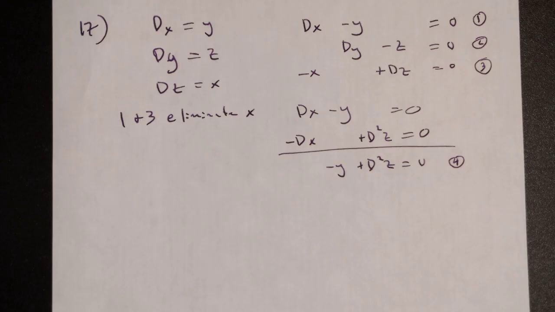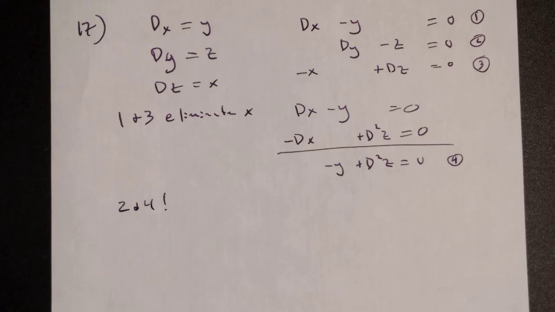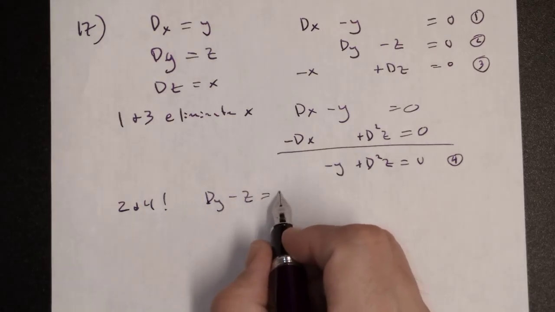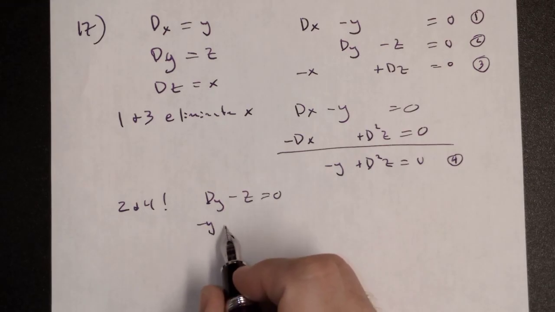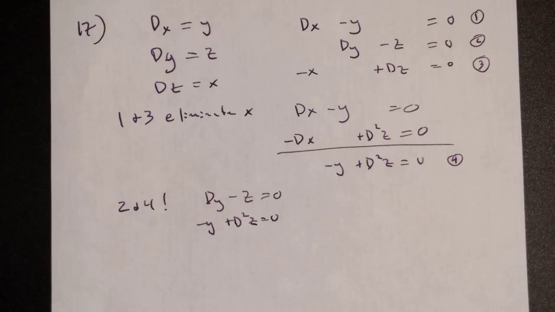Now take 2 and 4, because they're in y and z. I have Dy minus z equals 0. I have minus y plus D squared z equals 0. What are we going to do?